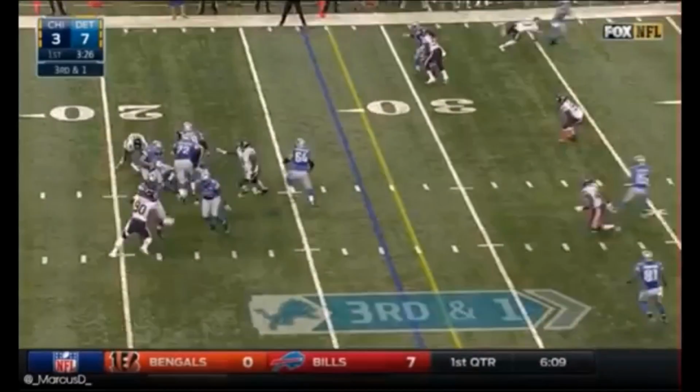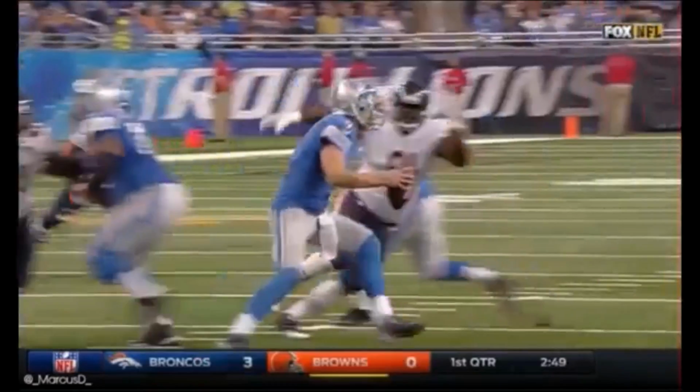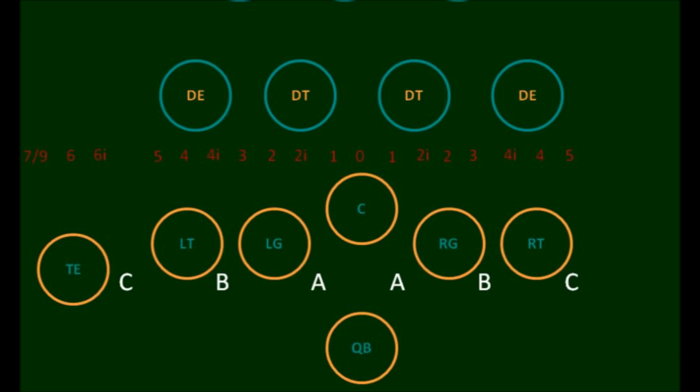Now, to adjust the technique alignments for a defender aligning on the inside shoulder of the offensive lineman, typically the answer is to use I, which means inside, for the even numbers. So a defensive lineman lined up in the 4I technique is playing on the center side of the tackle. So that's where you see the 2I and the 4I.